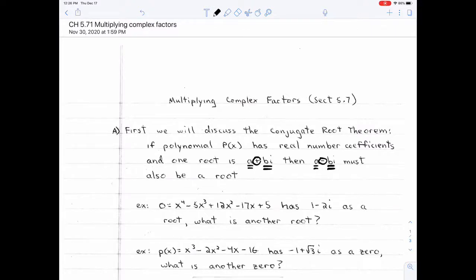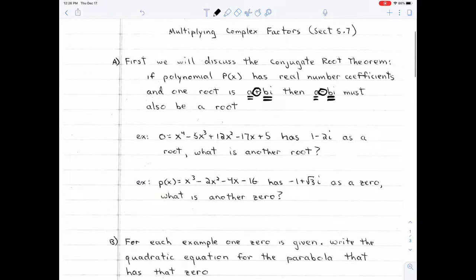So, for instance, here, I'm telling you that this polynomial has 1 minus 2i as a root. What's another root? Well, it has to be 1 plus 2i. You don't need to calculate anything. It's just got to be, okay? If I tell you this polynomial has negative 1 plus square root of 3i as a 0, what's another 0? The other one would be negative 1 minus square root of 3i, right? You just change that middle sign.